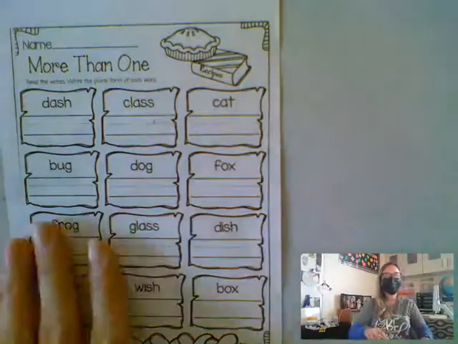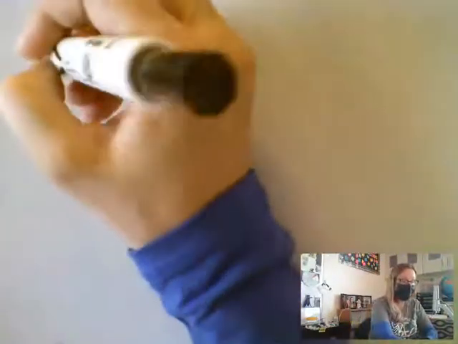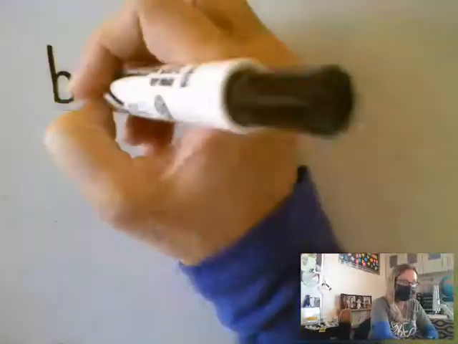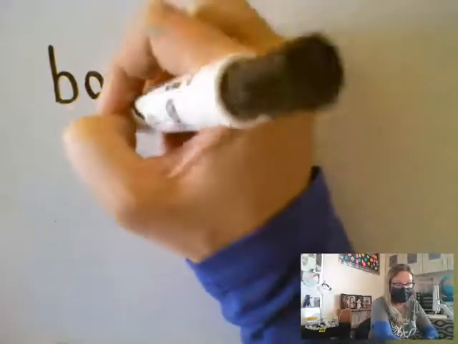So let me move this paper out of the way for a minute and let's just talk about my friend Beckett, okay? And Beckett is a boy. So if I were to be writing a story about Beckett, I could say that Beckett is a boy.